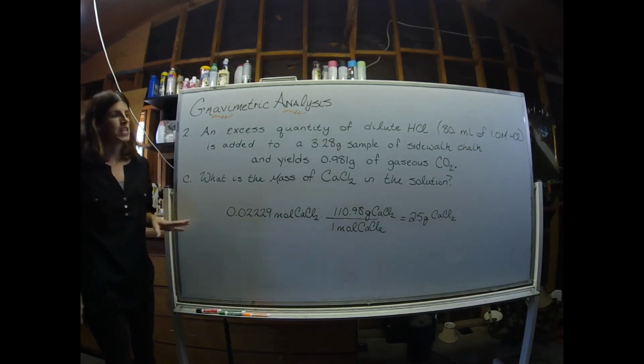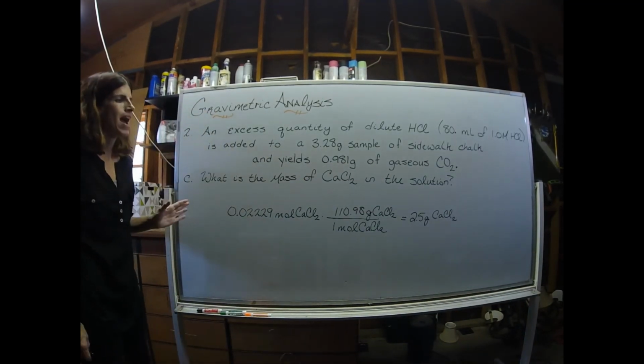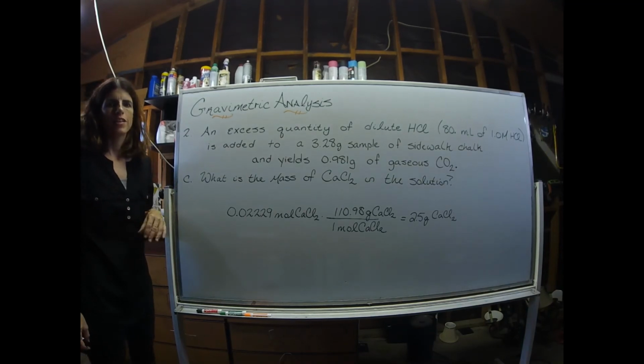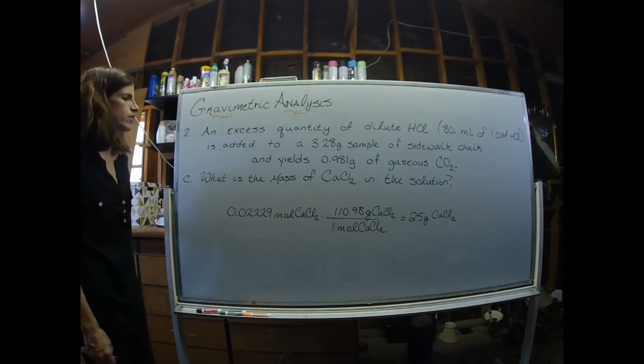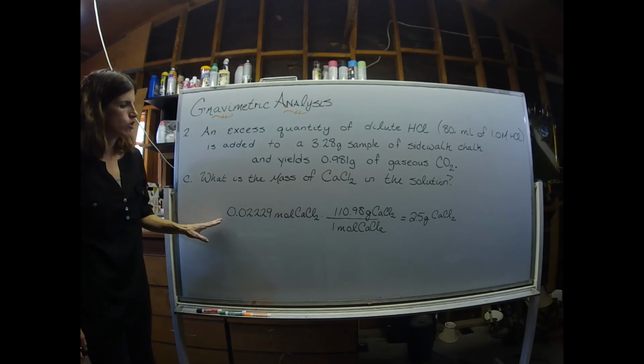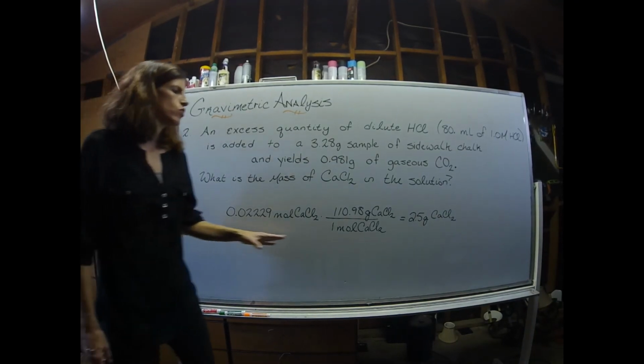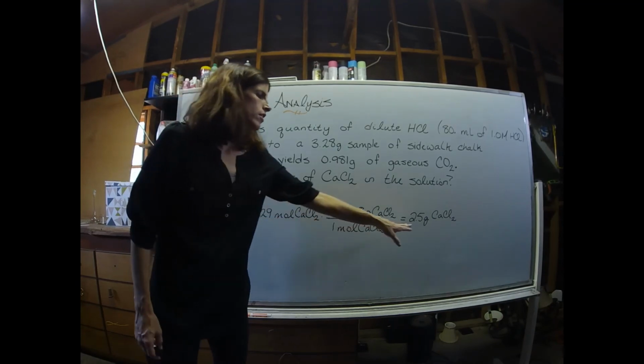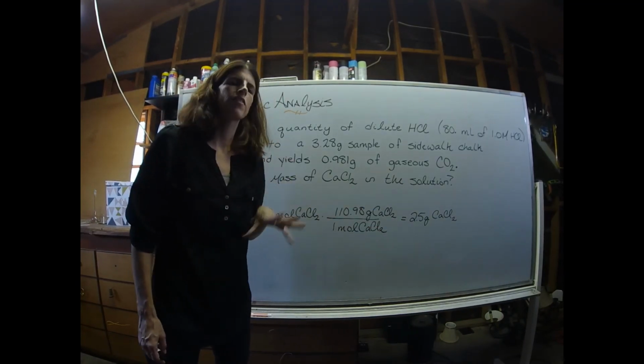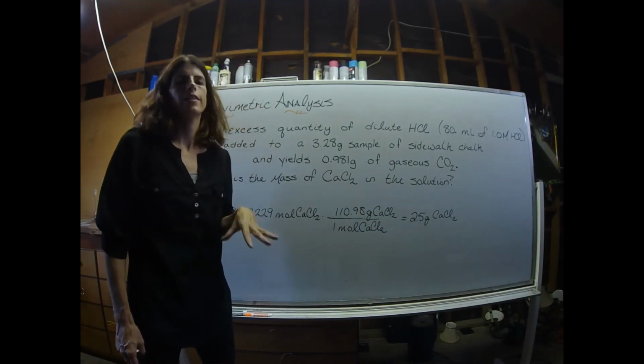In part C, we were asked to determine the mass of calcium chloride that's present in that final reaction mixture. I took the moles of calcium chloride from my final line and used the molar mass of calcium chloride to determine that we have 2.5 grams of calcium chloride in the reaction mixture.